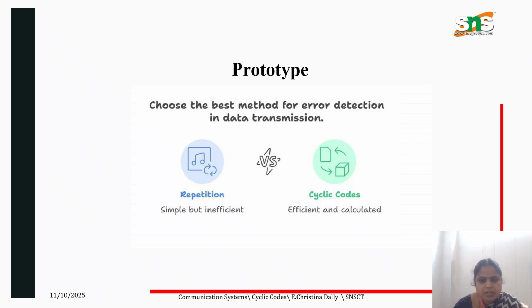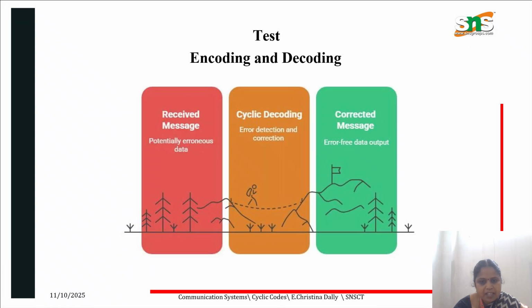The next one is the prototype. Suppose we are using the prototype, we have to select the best method for error detection in data transmission. If we are using repetition, it is very simple, but at the same time it is inefficient. The cyclic codes are efficient, and the data is calculated in the cyclic codes. This is the difference between the previous codes and the cyclic codes.